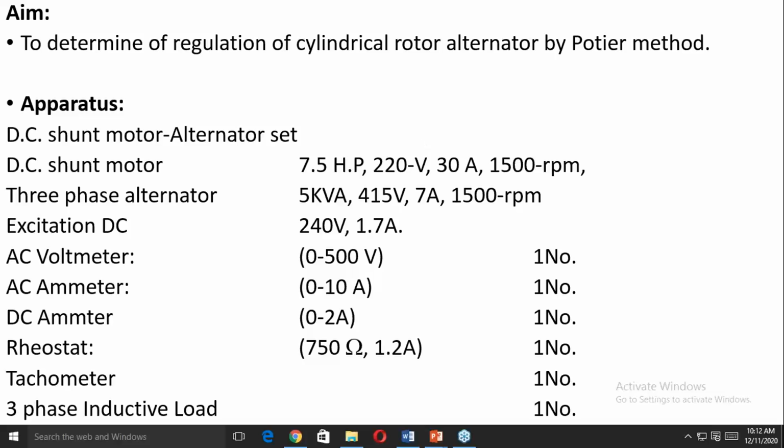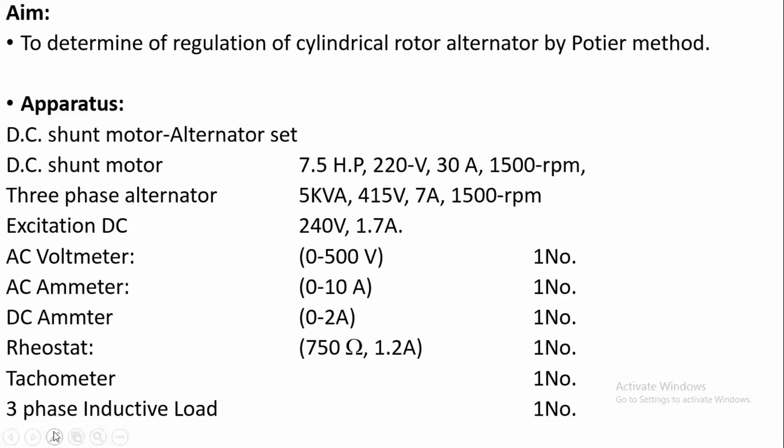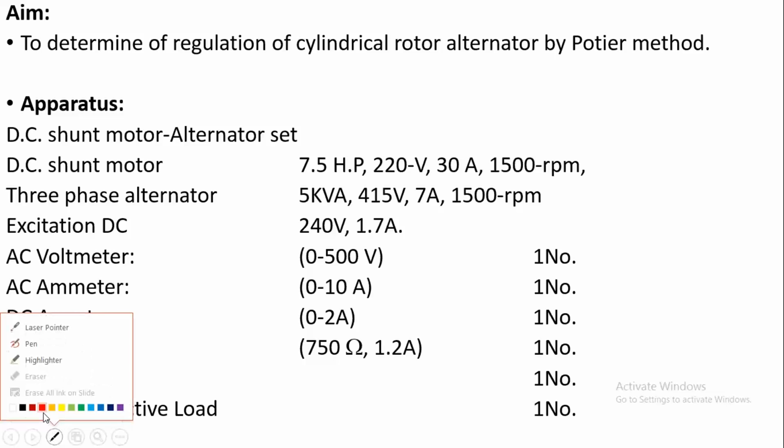This is the aim of the experiment. Title of the experiment: determine the voltage regulation of cylindrical rotor alternator by Potier method. Apparatus: DC shunt motor alternator set.